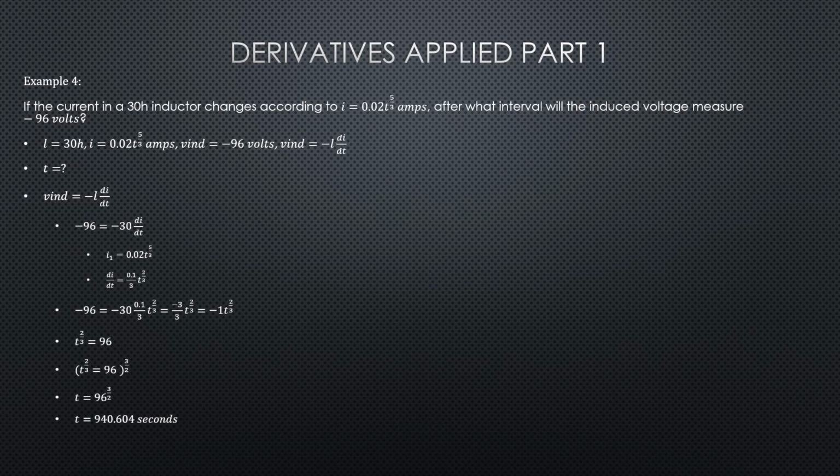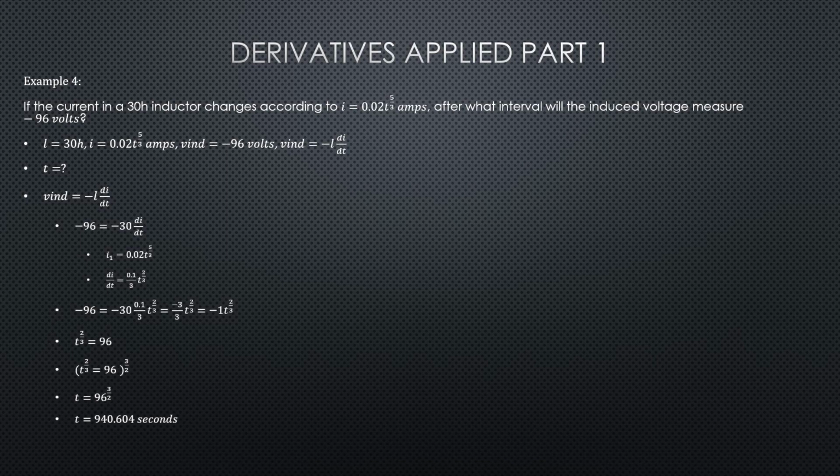Example number 4. If the current in a 30 henry inductor changes according to I equals 0.02 t to the 5/3 amps, after what interval will the induced voltage measure at negative 96 volts? So there's our given in that first bullet point. Those are all our givens. This question is asking for how much time. How much time is it going to take to get to that negative 96 volts?